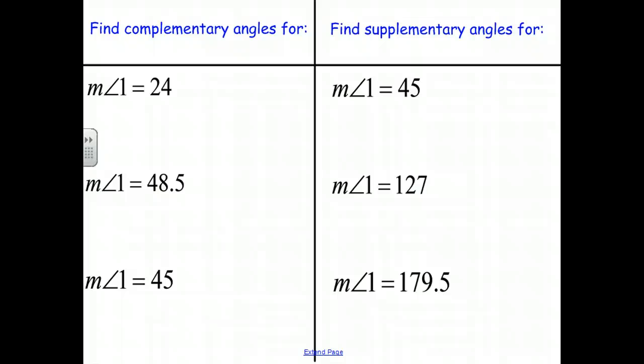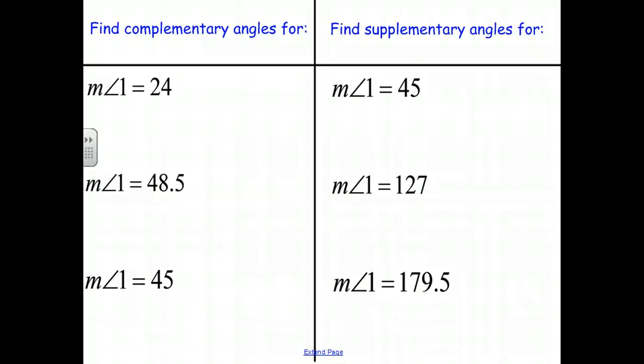So take a second using those definitions. Complementary is adding up to 90, and supplementary is adding up to 180, and see what you can do with these angles here. Find a complementary angle for angle 1 as 24 degrees, 48.5 degrees, or 45 degrees. And find supplementary angles for an angle that is 45 degrees, 127 degrees, and 179.5 degrees.